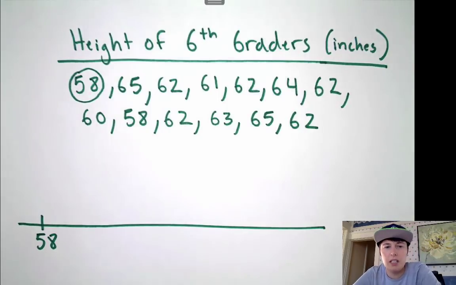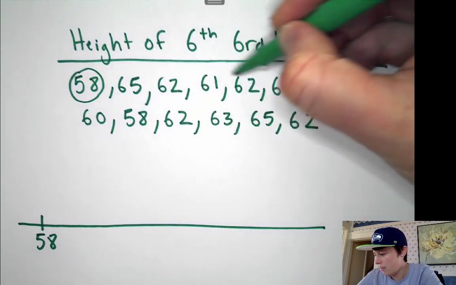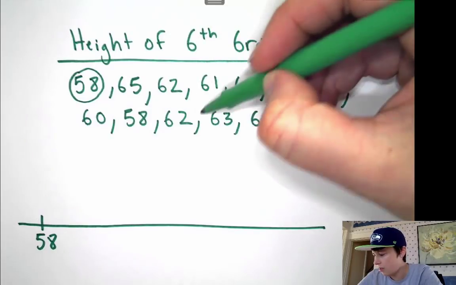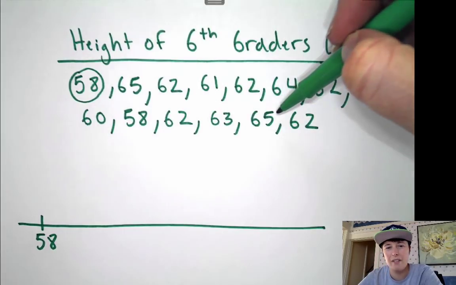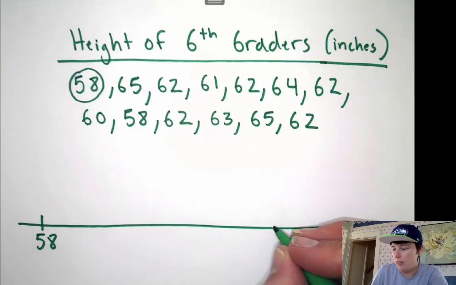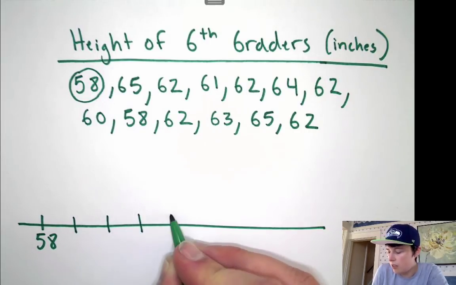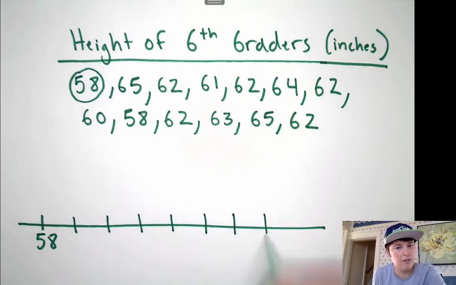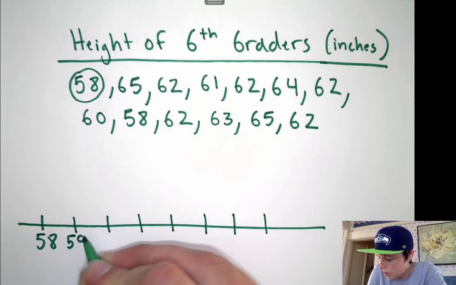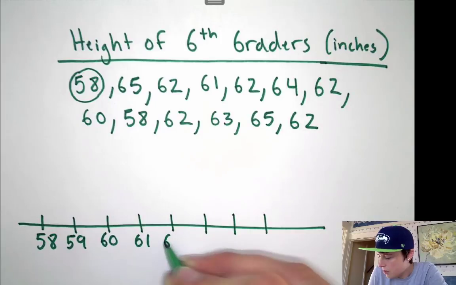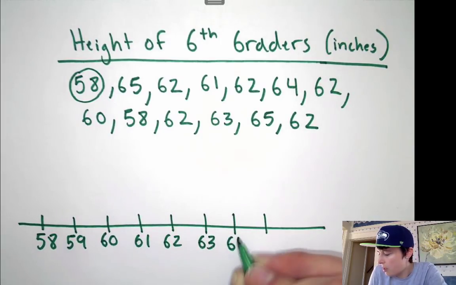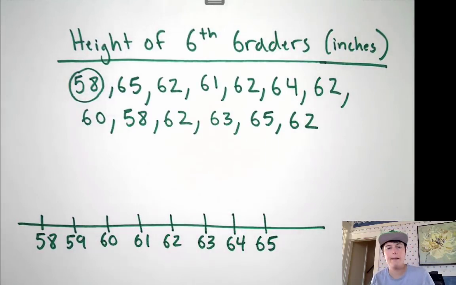What's the largest number we need to get up to? The tallest 6th grader in this list could be 65, 64, no, 60, 62. Here's another 65. I think it's 65. So we have to get all the way up here to 65. So if I go 58, 59, 60, 61, 62, 63, 64, 65. Perfect. So I'm going to label it 59, 60, 61, 62, 63, 64, 65. Awesome. So I'm setting this up from small to big, and then everywhere there's a 6th grader with that height, I'm going to put a dot.